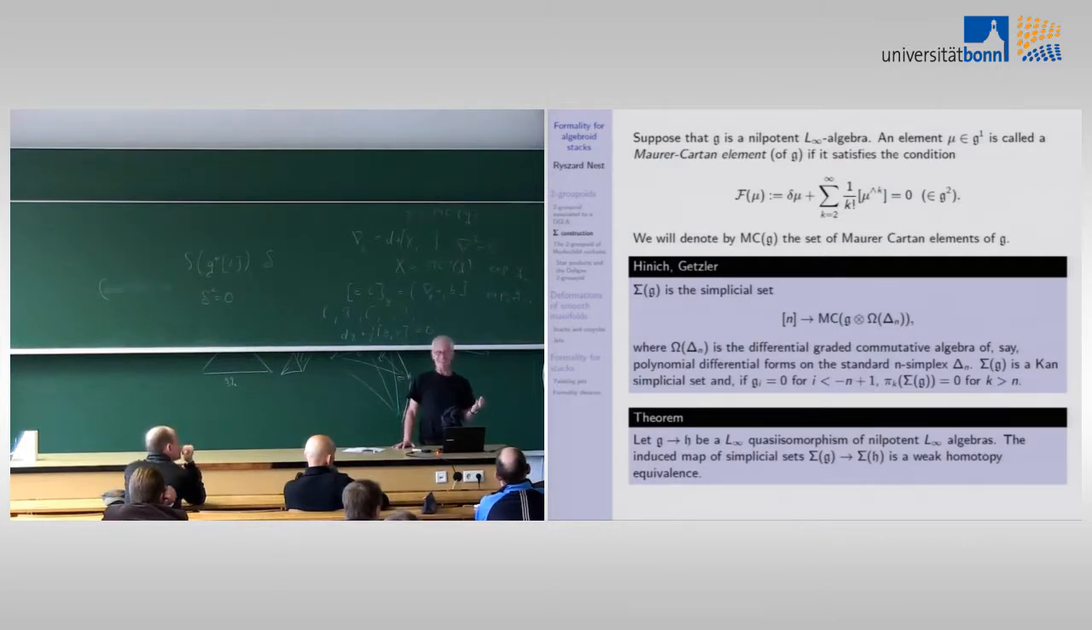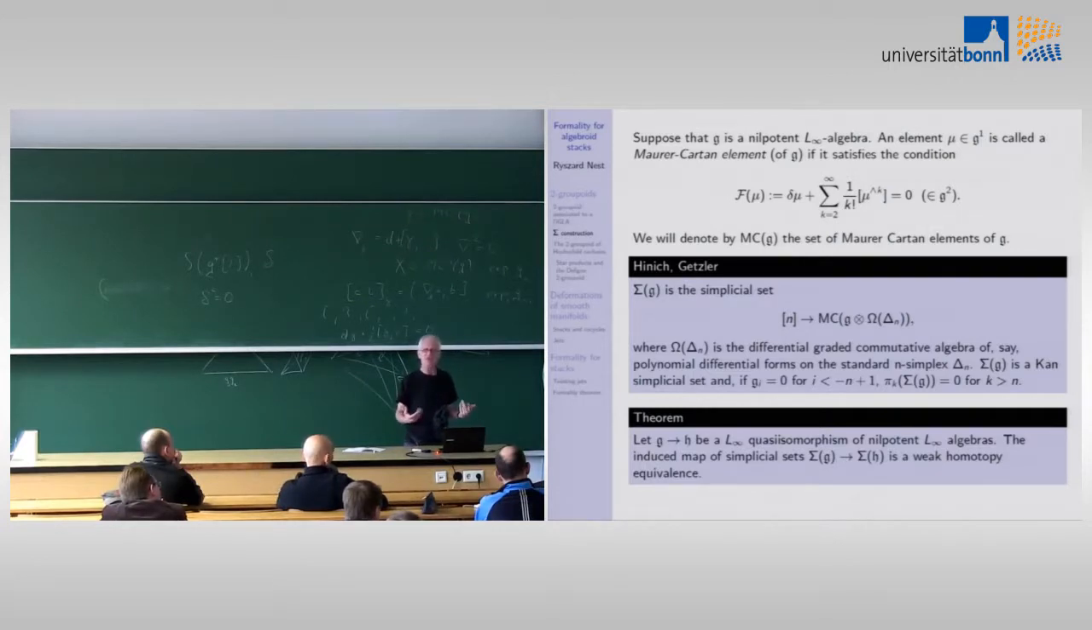Differential forms is a graded commutative algebra, so the tensor product is again an L-infinity algebra. If you take a Lie algebra tensor a commutative algebra, the result is still a Lie algebra. The same thing holds for L-infinity algebras. So you can look at this G tensor differential forms on delta n, and we look at the set of Maurer-Cartan elements.